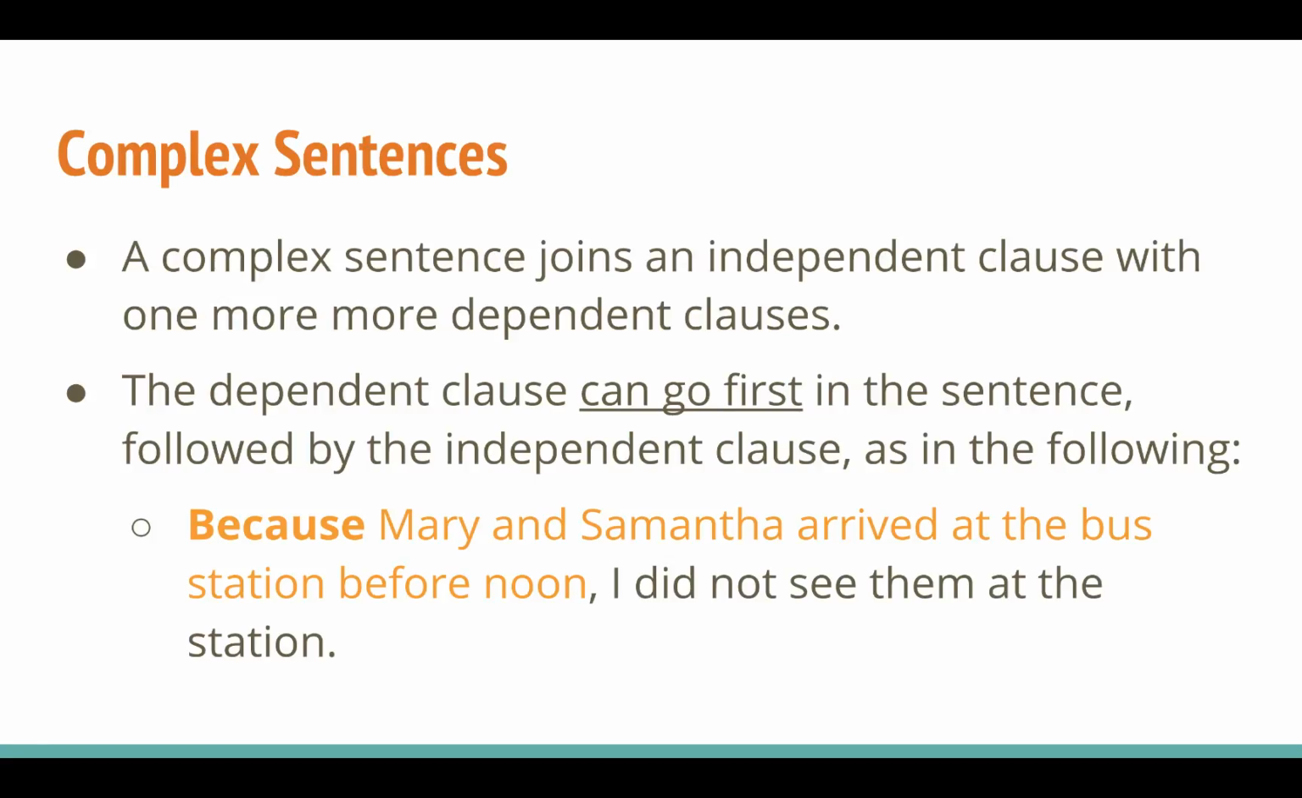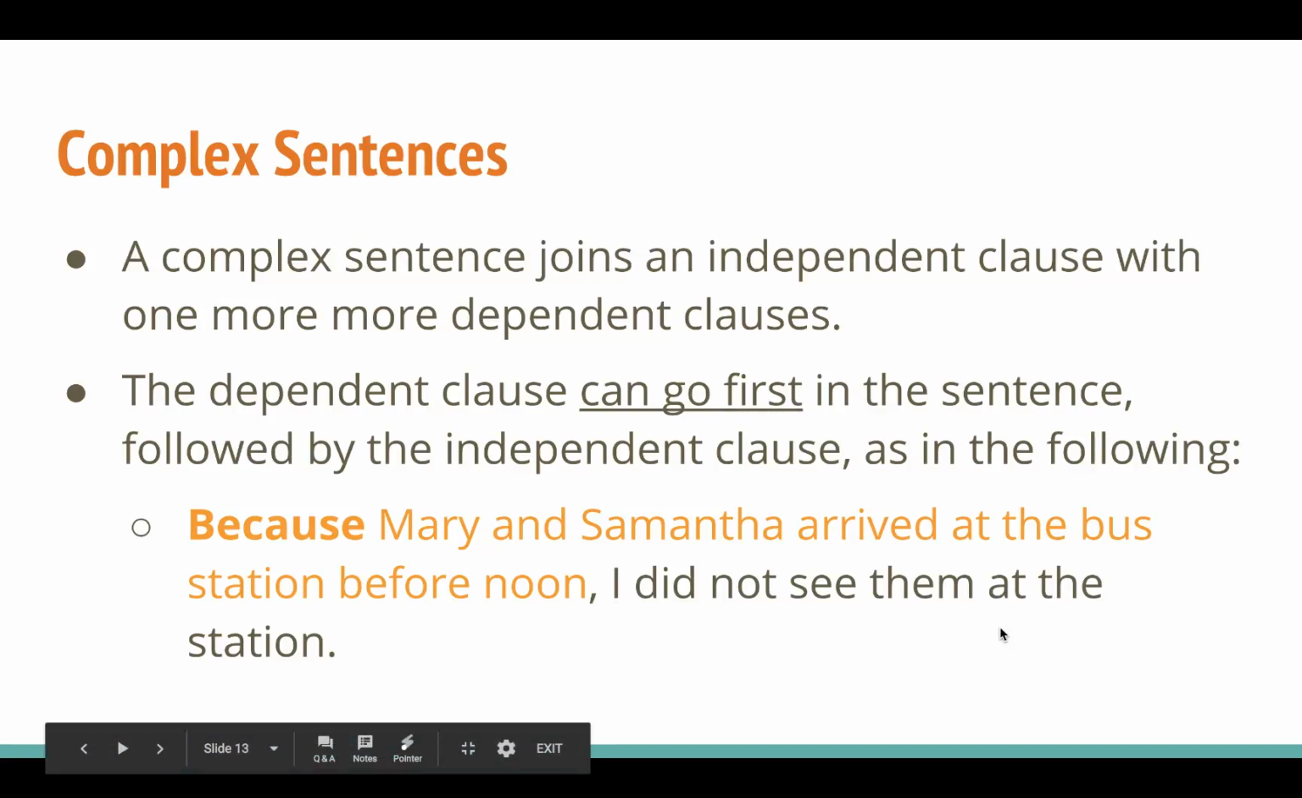A complex sentence joins an independent clause with one or more dependent clauses. The dependent clause can go first in the sentence, followed by the independent clause, as in the following. Because Mary and Samantha arrived at the bus station before noon, I did not see them at the station. So usually we don't start sentences off with because, but here we do, and then we add an independent clause at the end. So the independent clause is right here.